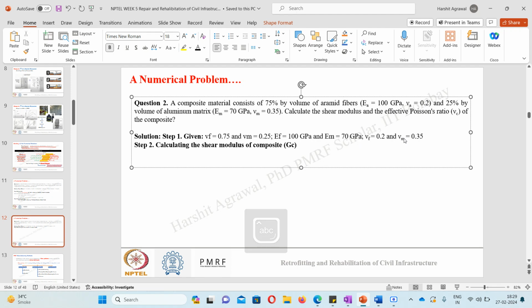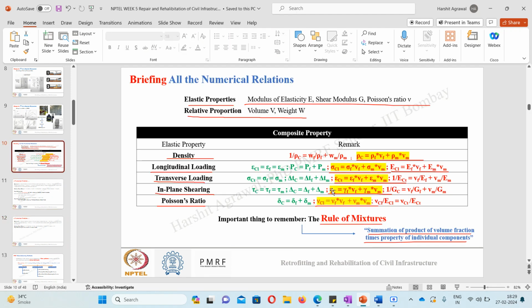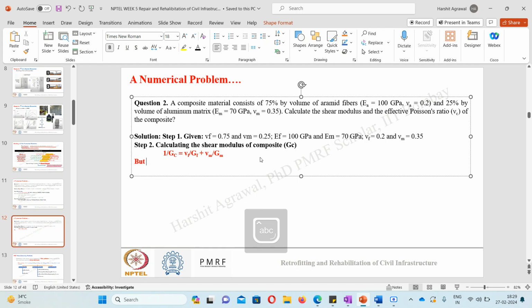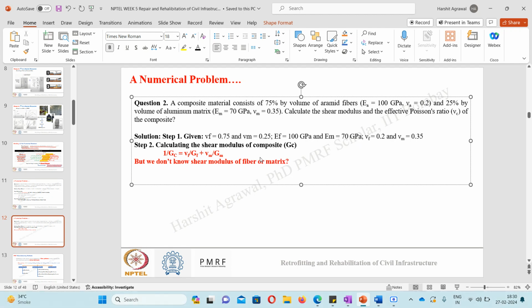We saw in this table that under in-plane shearing, the shear strain follows the rule of mixture and the shear modulus follows the reciprocal law. I am copying this formula from here. 1 upon GC is equal to volume fraction of fiber upon shear modulus of fiber plus volume fraction of matrix upon shear modulus of matrix. But right now we don't know the shear modulus of fiber or matrix. That is what we don't know, but we know the Young's modulus and the Poisson's ratio.